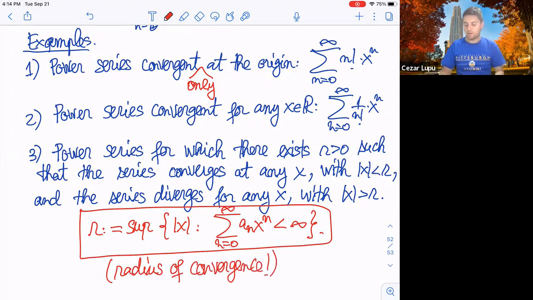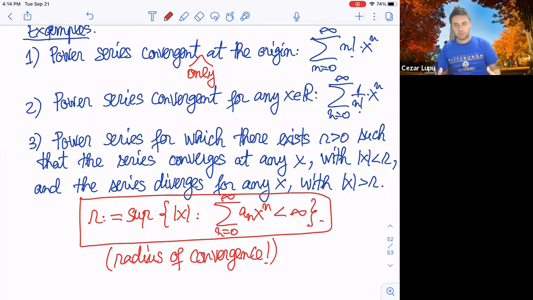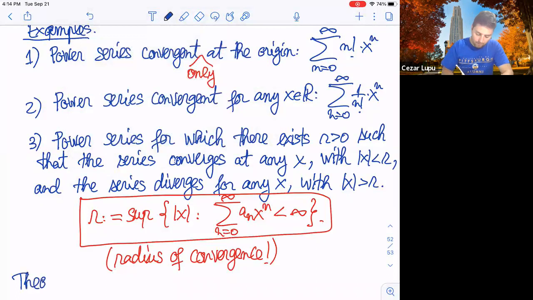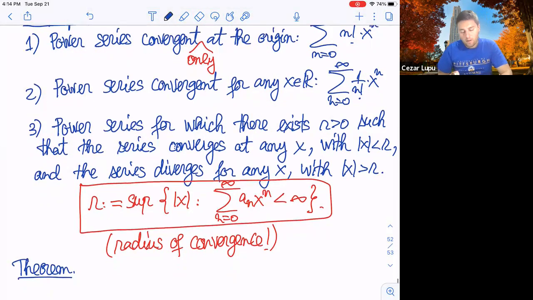Again, I think you'll learn this in calculus 2 as well. So I'm just basically reminding you. And there is a way to actually compute this. There exists a theorem which will allow you to compute the radius of convergence. Let me just state it briefly, and that was pretty much given in calculus 2.